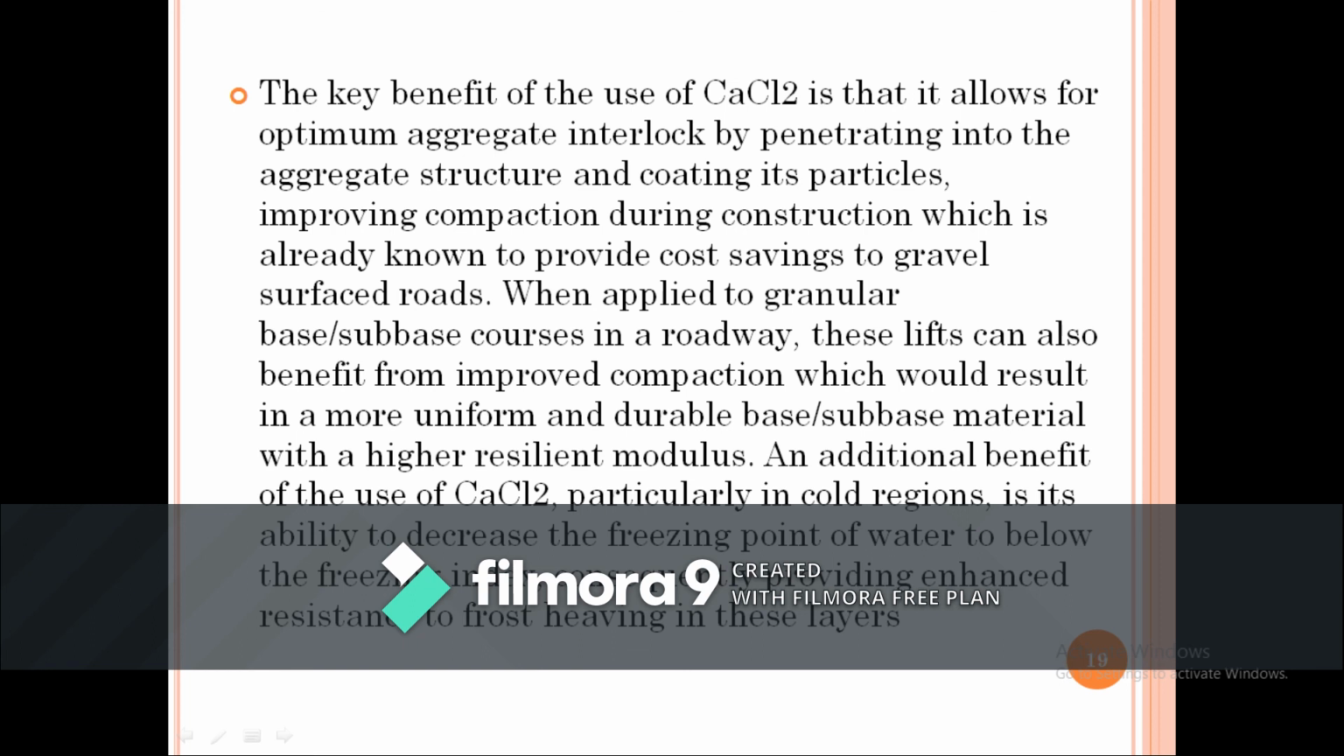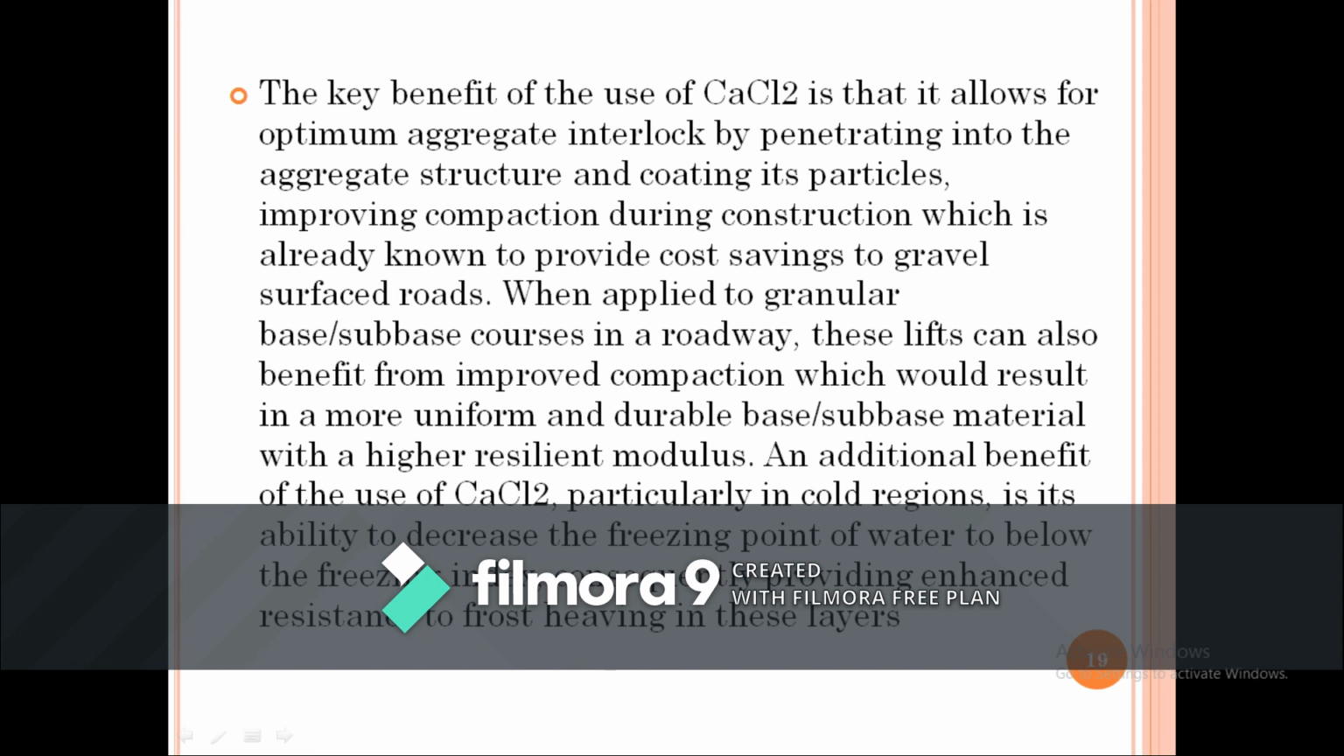When applied to granular base or sub-base courses in a roadway, these lifts can also benefit from improved compaction, which would result in more uniform and durable base, sub-base material with higher resilient modulus. So here he gives two things. One is, whenever you have calcium chloride applied, it is giving improved compaction. You are going to get a higher compaction value, and also you have a high resilient modulus of the sub-base material.